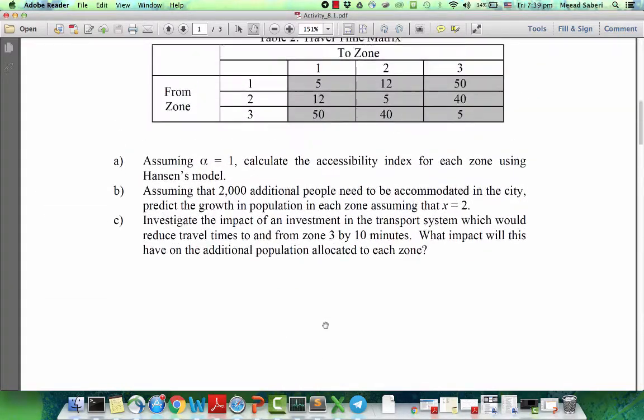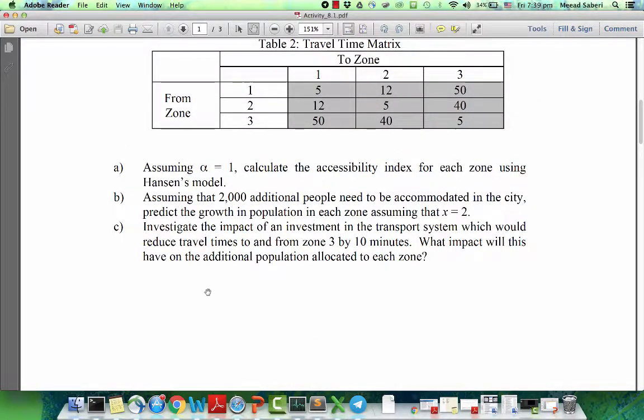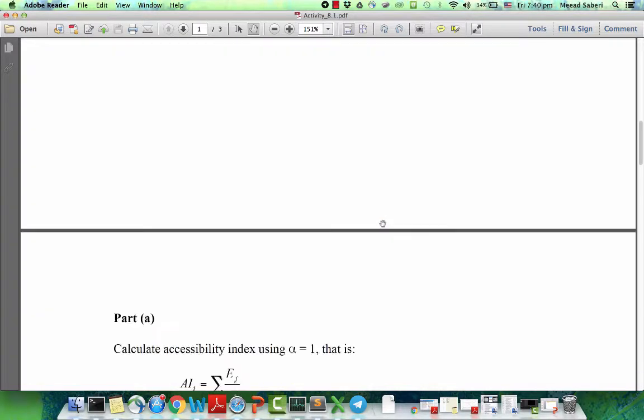Going back to the problem, in part C, the question is asking us to investigate the impact of an investment in the transport system, which would reduce the travel times to and from zone 3 by 10 minutes. So the travel times from and to zone 3 will reduce by 10 minutes. What impact will this have on the additional population allocated to each zone? So what we will do, we will decrease these travel times to 40 and 30.